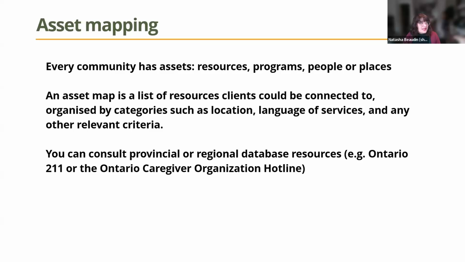So every community has assets, resources, programs, people, or places that a client can be connected with. Just wanted to mention that an asset map is an iterative and living tool. You probably have some sense, or some healthcare centers will have some sense of what resources exist in their community, but an asset map is a great way to make sure those connections are kept. And there's also regional databases like Ontario 211 or Ontario Caregiver Organization hotline as options.